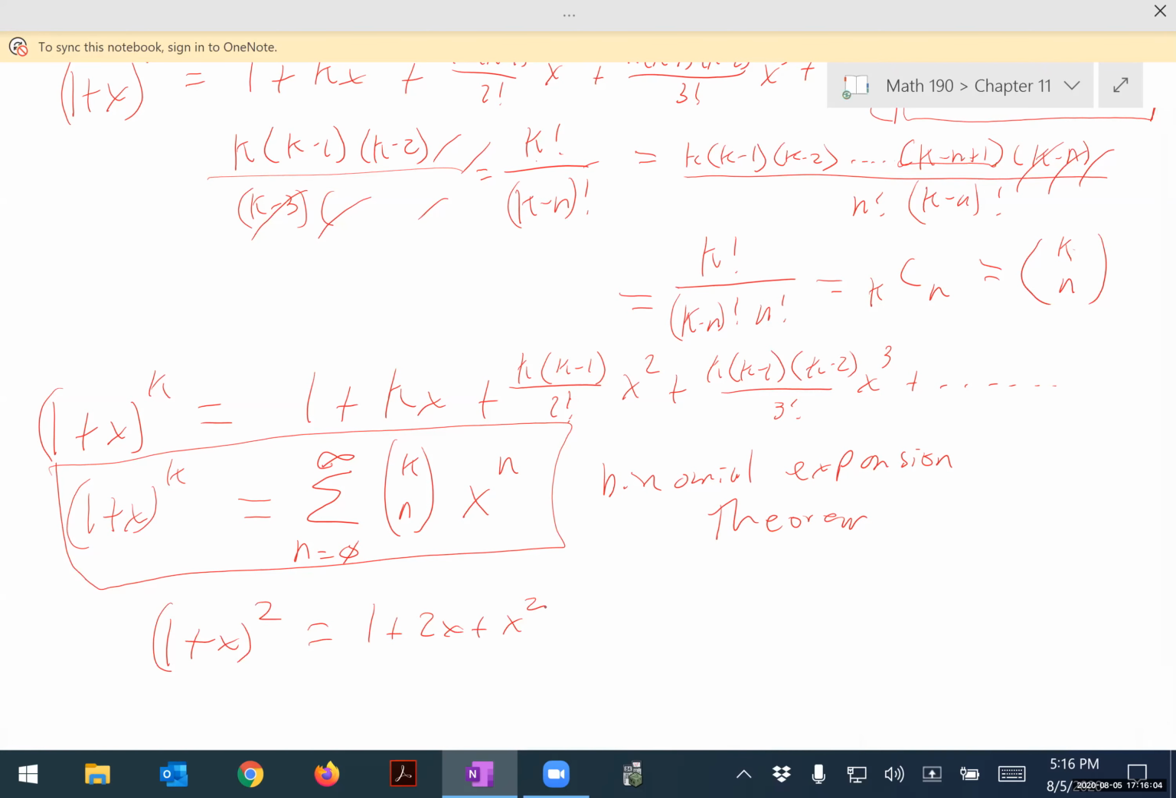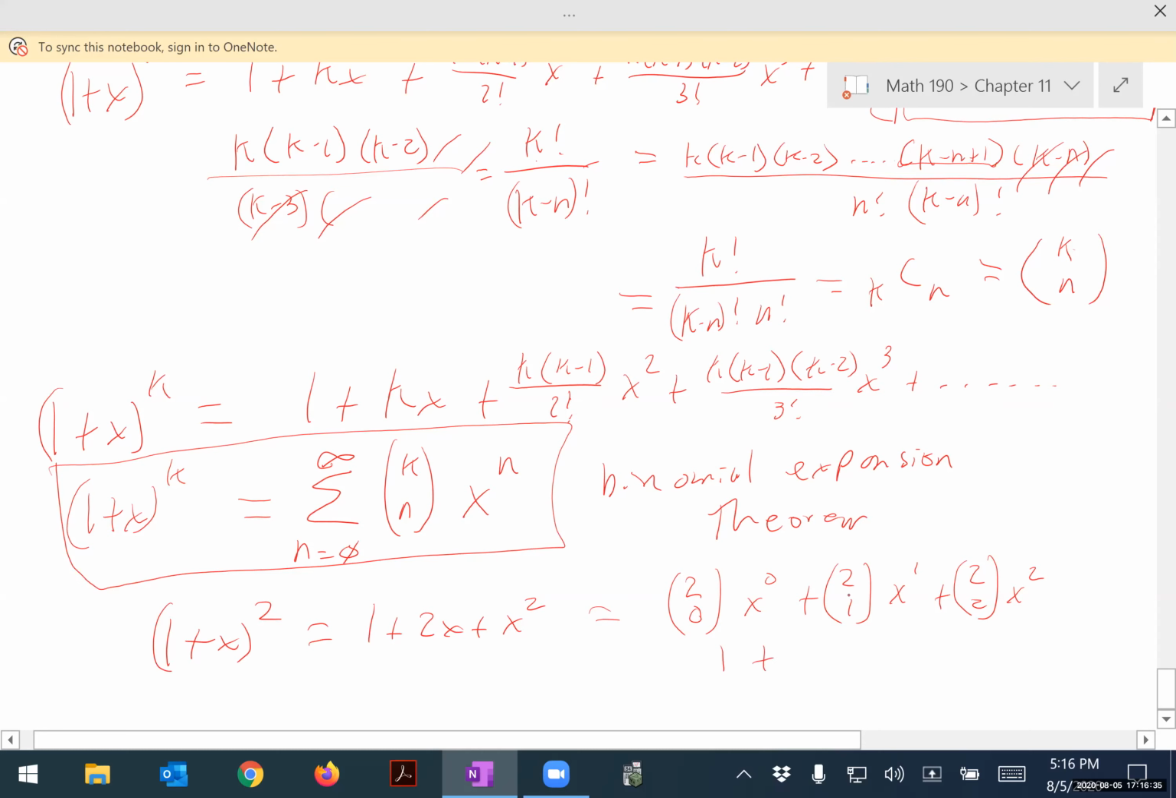Okay, fine. But how would we do that using the summation? This would be out of, what's k? It's out of 2, choose 0, times x to the 0 power, plus out of 2, choose 1, times x to the first power, plus out of 2, choose 2, x to the second power. Well, how many ways can you choose 0 out of 2? That's one way. What's x to the 0? That's 1, so we get 1.